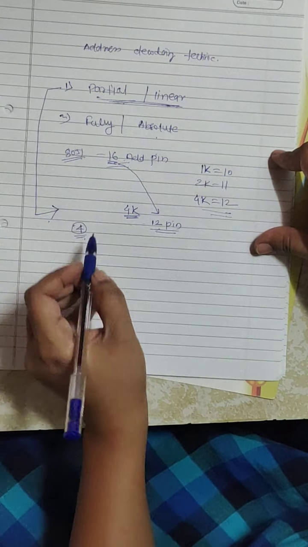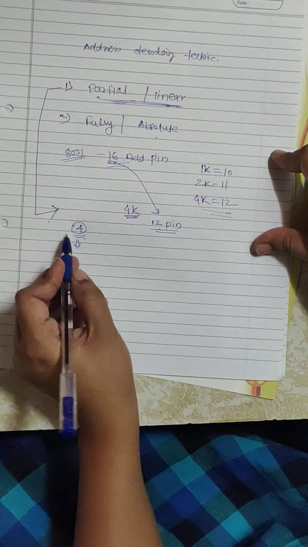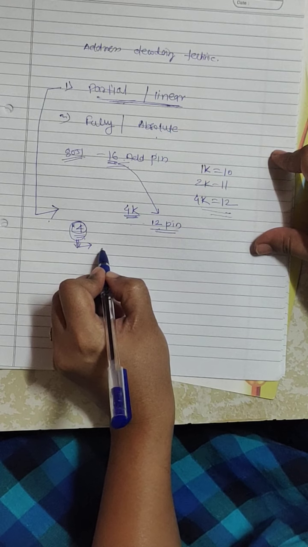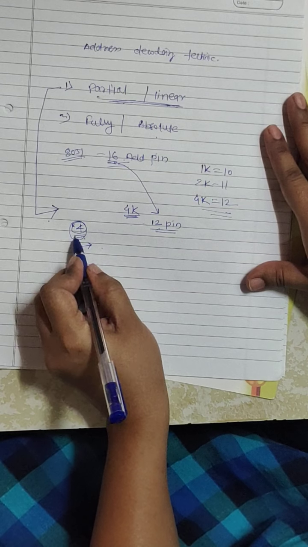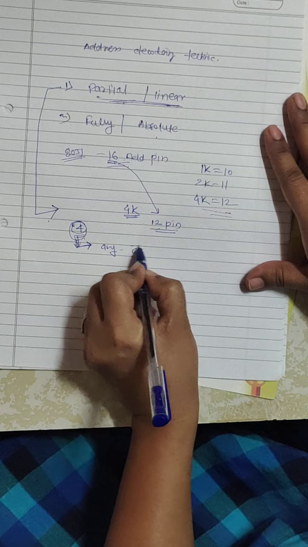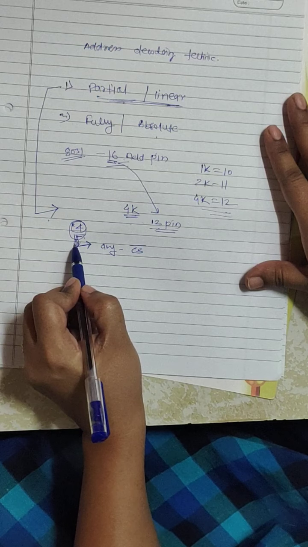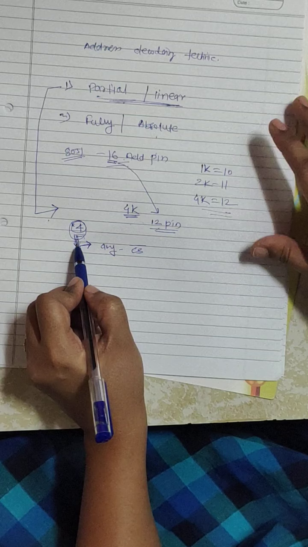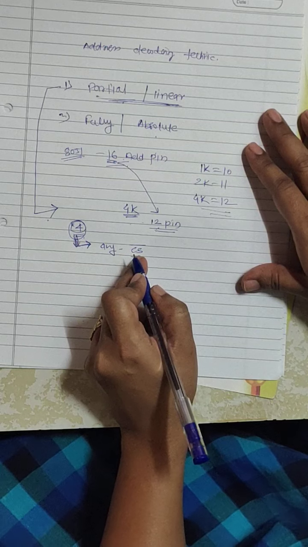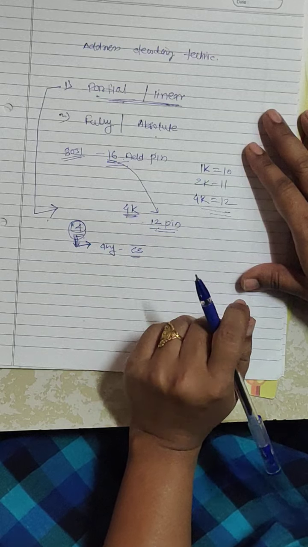Now, in case of the partial decoded technique, or linear decoded technique, among the remaining address pins, any one or some, not all, addressing pins are used. From the remaining address pins, any one address pin is used to generate the chip select signal. It means 4 address pins are remaining. From the 4, only one pin is used to generate the chip select signal, or we connect that pin to the chip select signal. This is called the partial decoded technique.